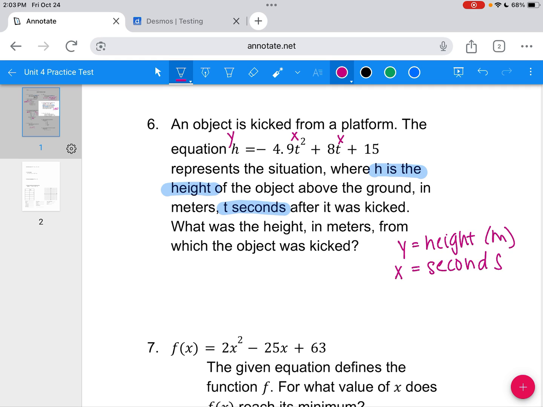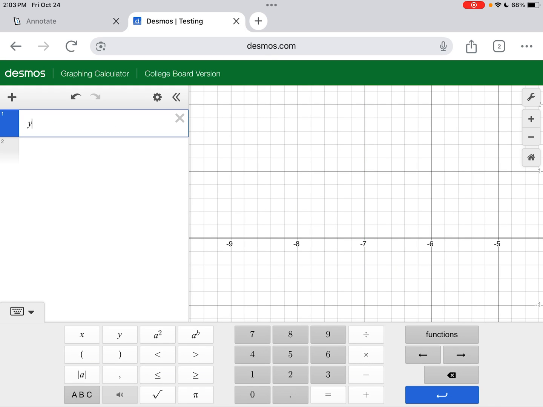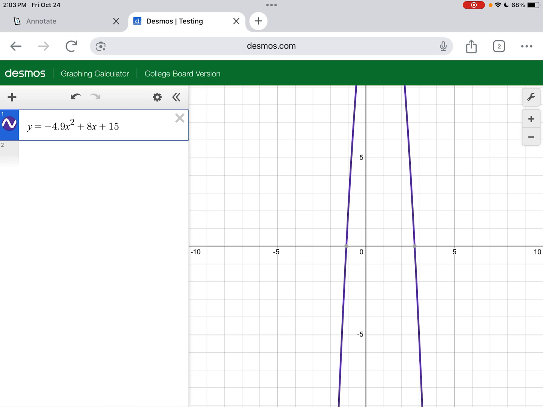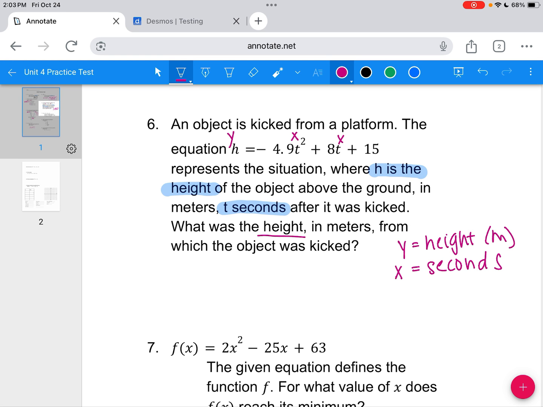So we want to know the height when it was first kicked, so let's go ahead and graph that. Y equals negative 4.9 x squared plus 8x plus 15. And it looks like when it was first kicked, so right here, it was 15 meters off the ground. Okay, so when it was first kicked, it was 15 meters.